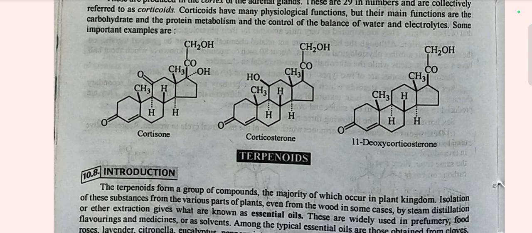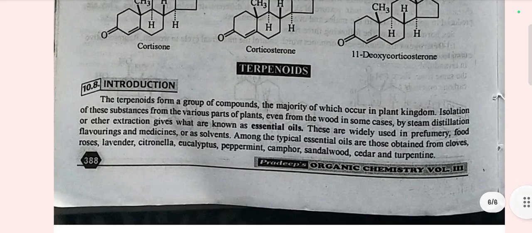Terpenoids. Introduction. The terpenoids form a group of compounds, the majority of which occur in the plant kingdom. Isolation of these substances from the various parts of plants, even from the wood in some cases, by steam distillation or other extraction, gives what are known as essential oils. These are widely used in perfumery, food flavorings and medicines or as solvents. Among the typical essential oils are those obtained from cloves, roses, lavender, citronella, eucalyptus, peppermint, camphor, sandalwood, cedar and turpentine.